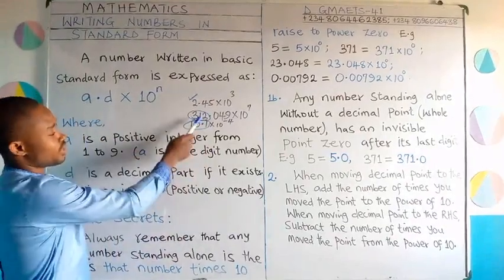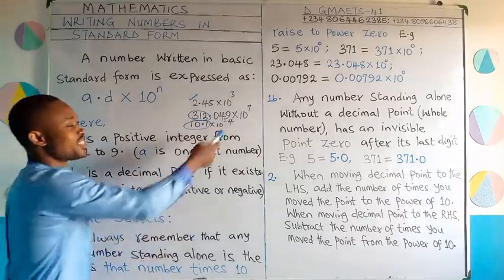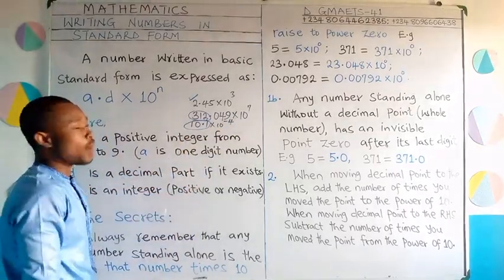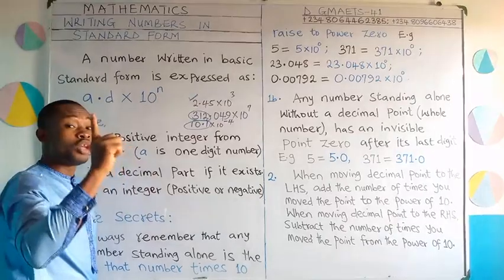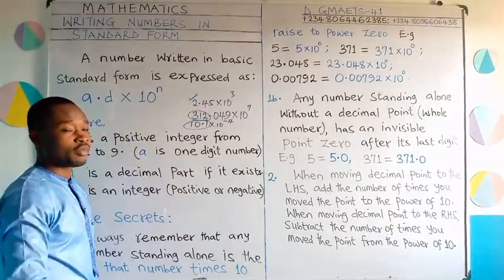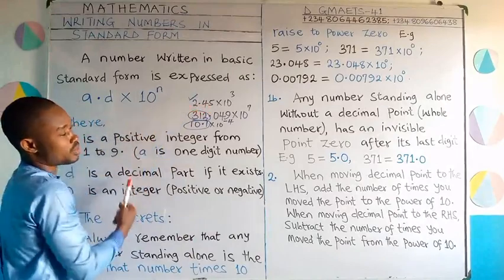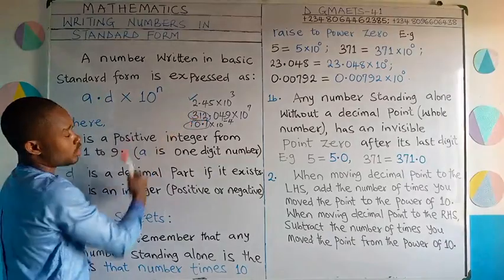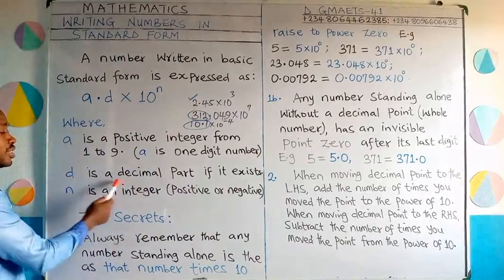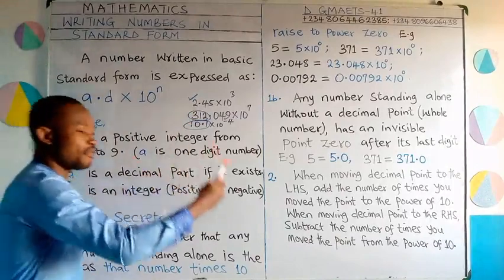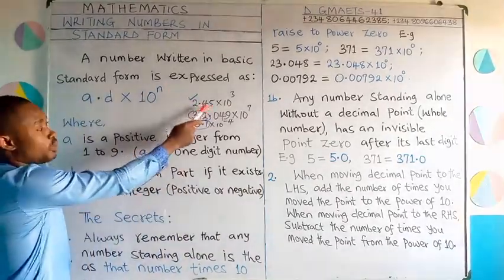When you're given something like this, you may be required to write it in standard form, as if this is not in standard form. Now what we just want you to do is get the whole number part to be only a one-digit number. Of course, in this case, you move this point from here to the left 2 times, and then you move it to the left once to make it standard. Let's move on. D is a decimal part if it exists. So in this case, our D is 0.45.